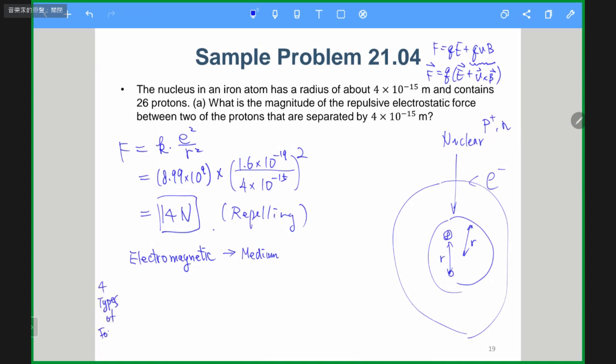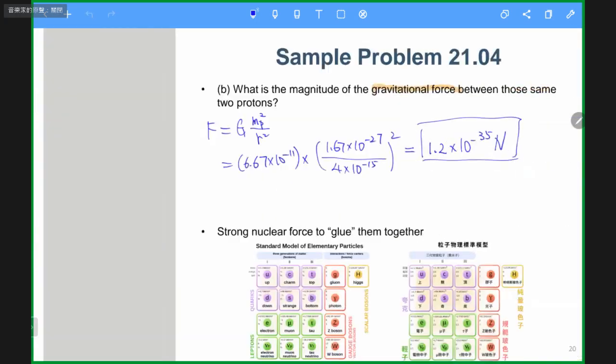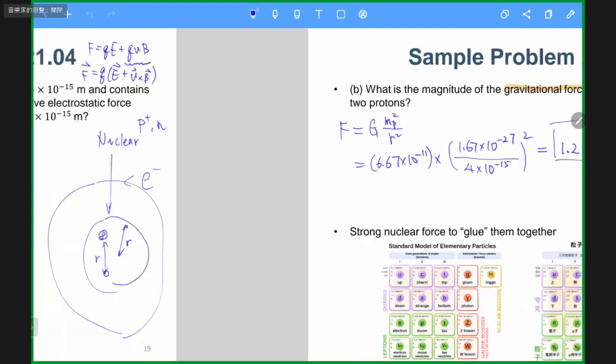Okay, so there are four types of forces in the universe. The first one is the electromagnetic force, which you already know. The second one is the gravitational force, which is this one.